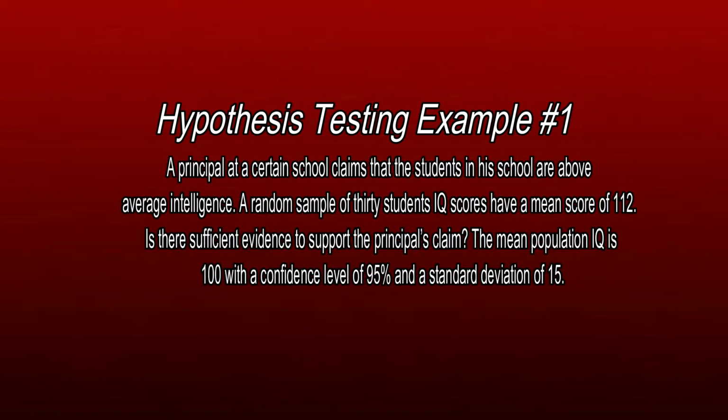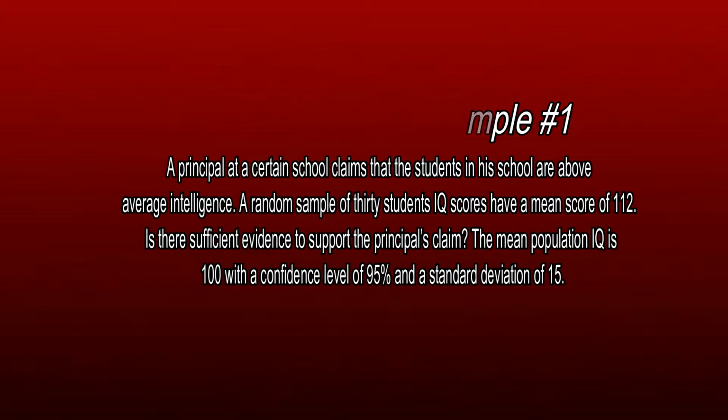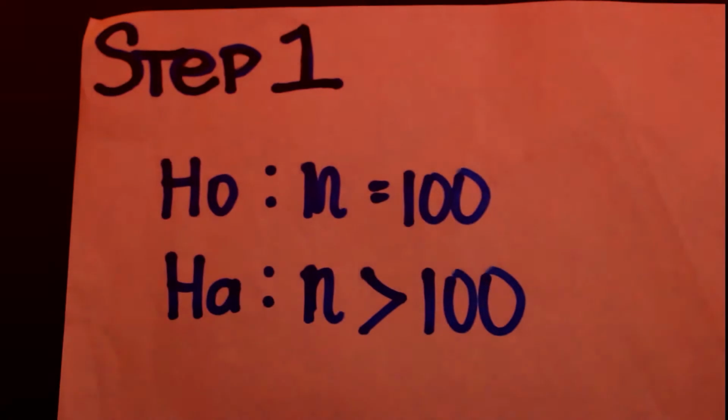Hypothesis testing example number 1. A principal at a certain school claims that the students in his school are above average intelligence. A random sample of 30 students' IQ scores have a mean score of 112. Is there sufficient evidence to support the principal's claim? The mean population IQ is 100 with a confidence level of 95% and standard deviation of 15. So, let's try to answer this.